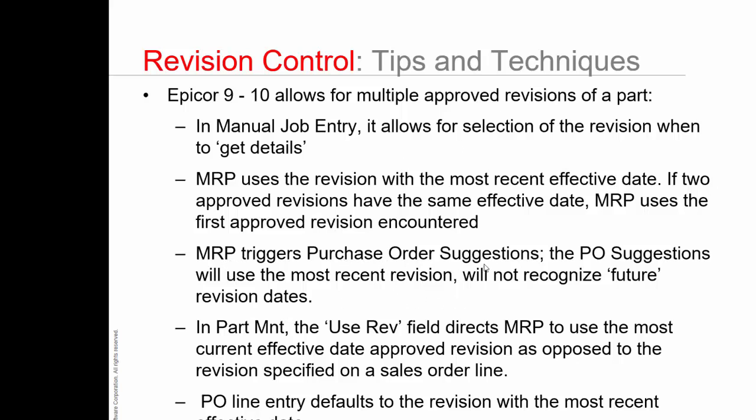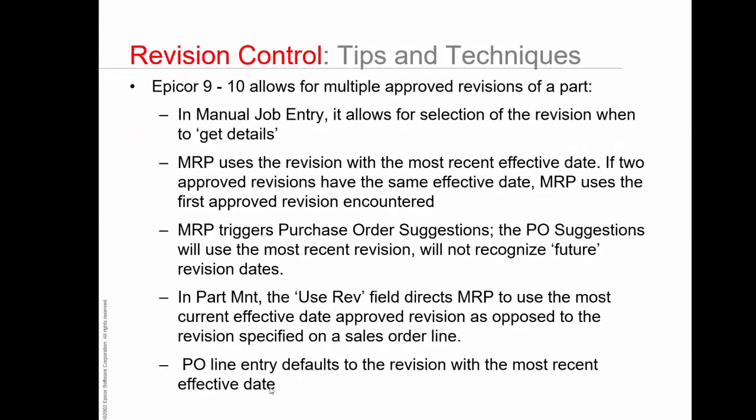Now, purchase order suggestions is the mini one that we run, and it will not recognize future revision dates. You must remember that. It will only look at approved revisions, okay? The PO line entry defaults to the revision with the most effective date. This means whenever you have Guillermo or Eduardo creating a new order, it's going to look at the most recent effective date of revisions. You could have revision A, B, C, D, E, but if B was done yesterday and it has the latest date, that's what it's going to grab.